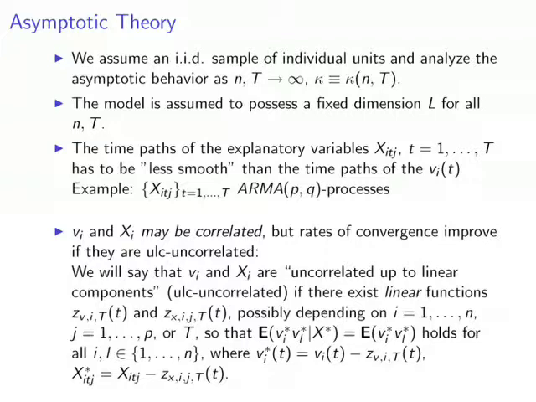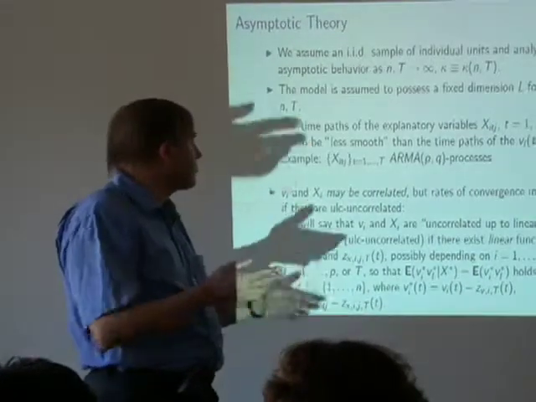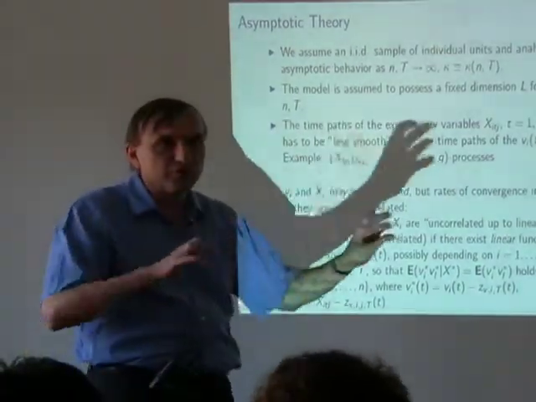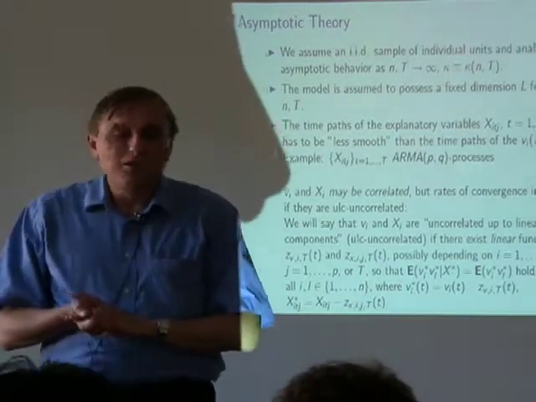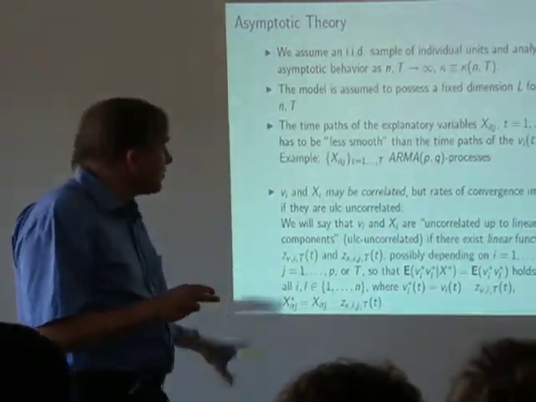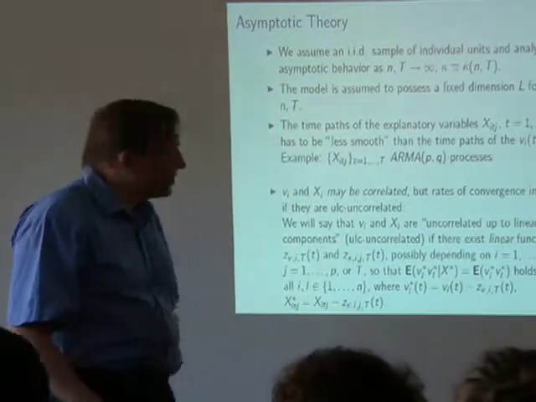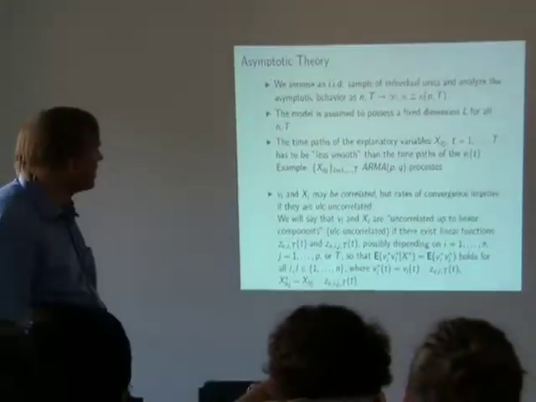And now everything also depends on whether the individual effects, the time-changing individual effects v, and the explanatory variables x are correlated or not. This is a standard question in econometric analysis. They may be correlated, but rates of convergence improve if they are what we call ULC uncorrelated. ULC uncorrelated means they are uncorrelated up to a linear component. There may be linear components of both which correlate, but linear components don't matter in this context. So the non-linear parts of v and x must be uncorrelated. Then we call it ULC uncorrelated.